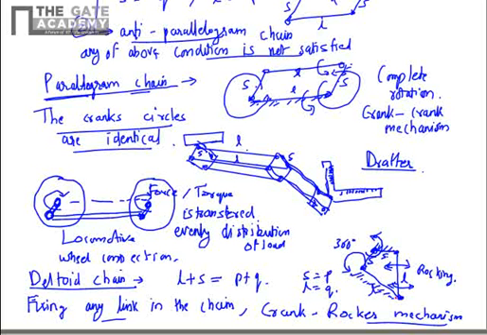Understanding these concepts is important because in the GATE examination, you will find questions where a name will be given, like deltoid chain or parallelogram chain, and the corresponding conditions will be asked. What is the Grashof's condition for that? What is the special property of this mechanism? By fixing some link in the chain, what kind of mechanism can be obtained? What are the inversions of the mechanism? These kinds of questions will be asked. That will be illustrated shortly.